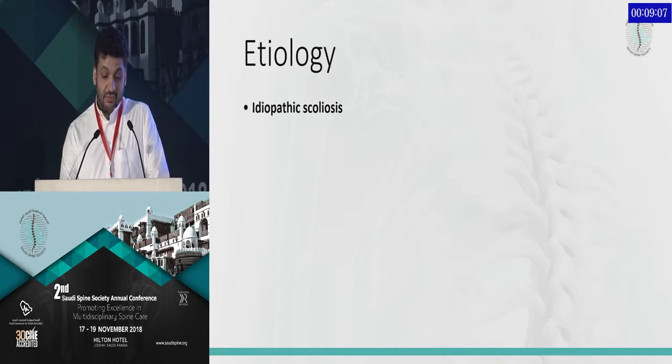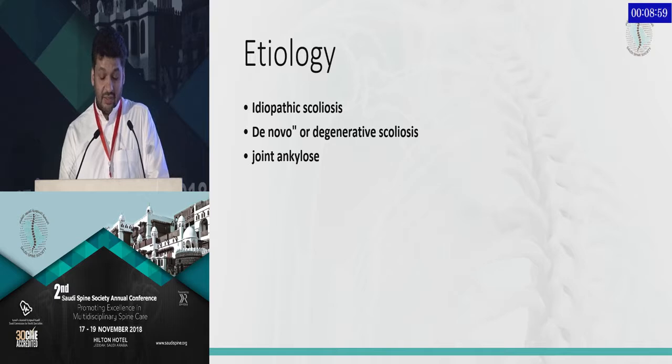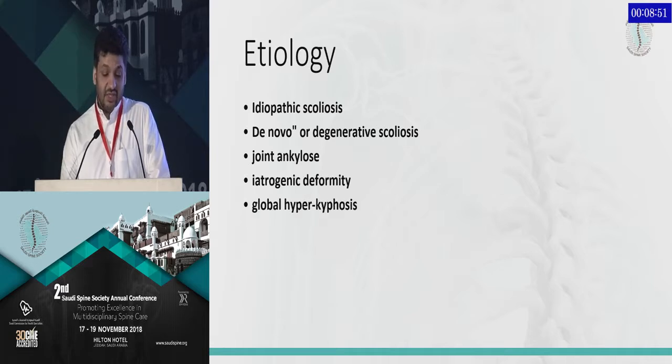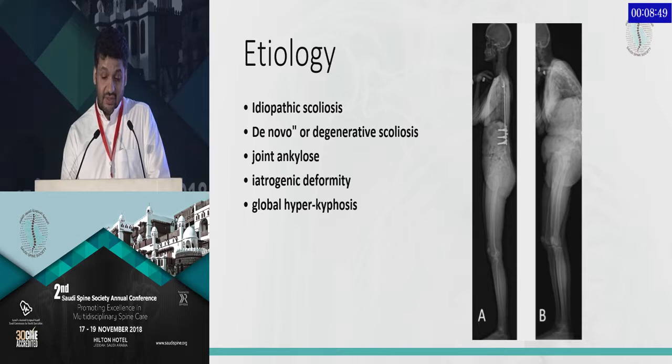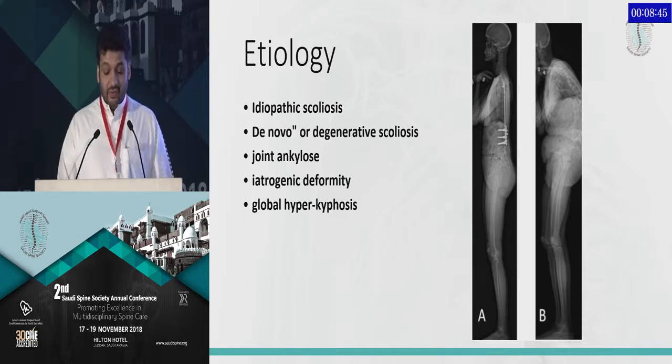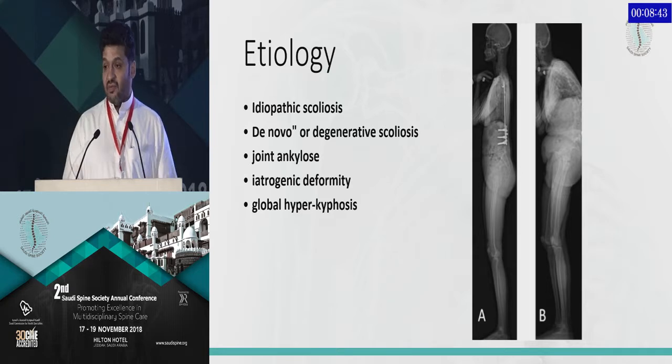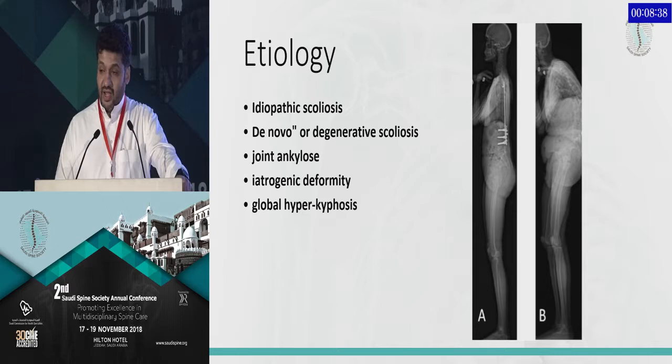So etiology: either idiopathic scoliosis that hasn't been managed, de novo or degenerative scoliosis, joint diseases or joint ankylosis, iatrogenic from a previous surgery that was not performed properly, or the patient itself has global hyperkyphosis. And these are just a couple of x-rays that show that although we think every time of deformity in terms of kyphosis or scoliosis, it can also be in terms of hypo-kyphosis, like flat back.